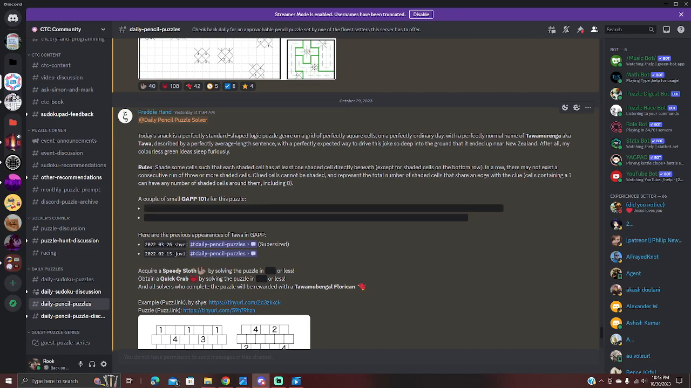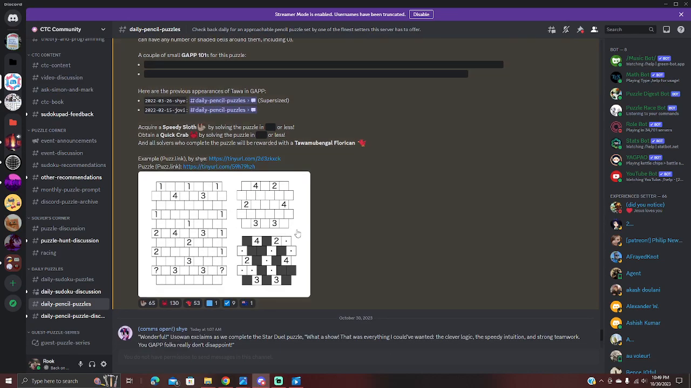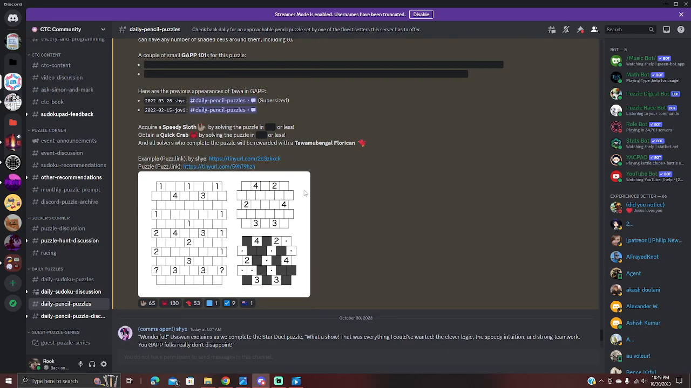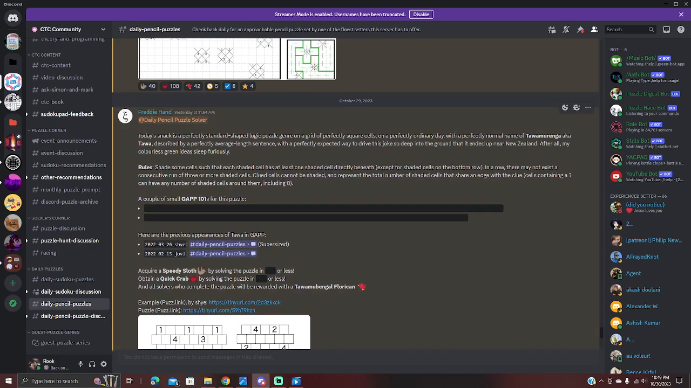Here are the rules. Shade some cells such that each shaded cell has at least one shaded cell directly beneath, except for shaded cells in the bottom row. So since this cell is shaded, it has to keep going down. It has to have a shaded cell below it that is available. In a row, there may not exist a consecutive run of 3 or more shaded cells. So kind of like Hay Awake. If there was a shaded cell here, right above this 2, then you'd have 3 shaded cells consecutive in the same row, which is not allowed.